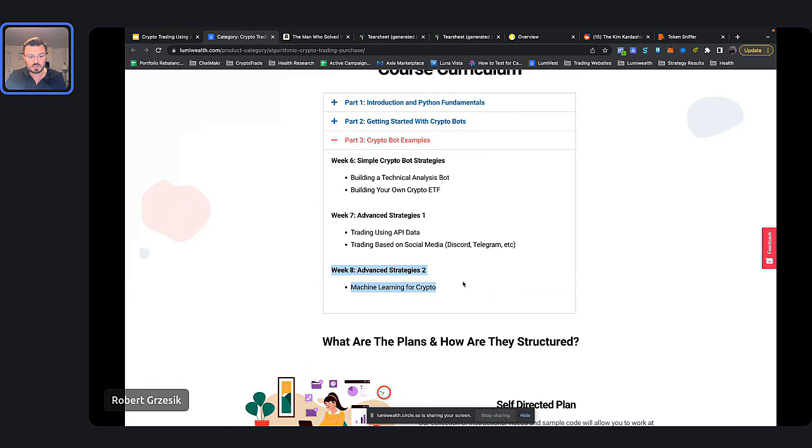So the whole class itself is 8 weeks long. Probably by week 3, you'll have algorithms on your computer that are trading. And then definitely by the end of week 8, you're going to have a lot of different algorithms that you're going to be playing around with and being able to try out and see how they all work for you.